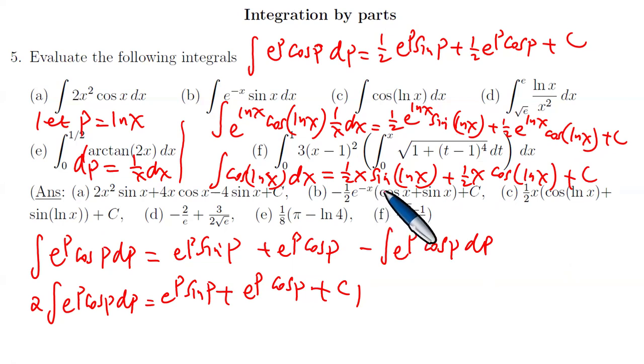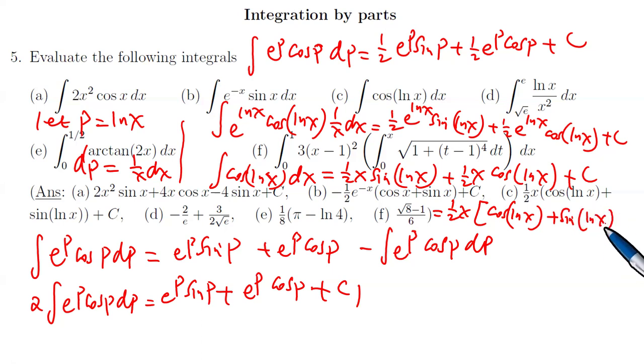So we have half the sine. You can factor out the half x here, getting exactly 1 half x. And if you pull out the 1 half x, you are left with the cosine of ln x plus the sine of ln x plus c, like that, which is 1 half x times the cosine of ln x plus the sine of ln x plus c. So that becomes the answer to part C of this question.